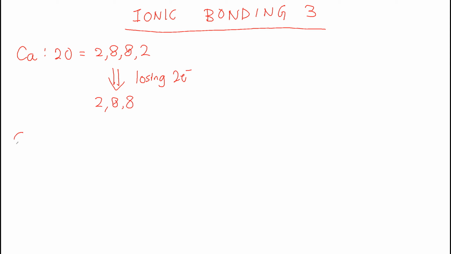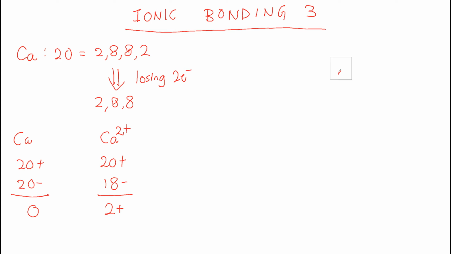So originally calcium has 20 protons and 20 electrons and overall 0 charge. But what about the calcium ion? It still has 20 protons, but because it lost 2 electrons, it now has 18 electrons only. Overall, it has a charge of 2+. So that's why the calcium ion has a charge of 2+.